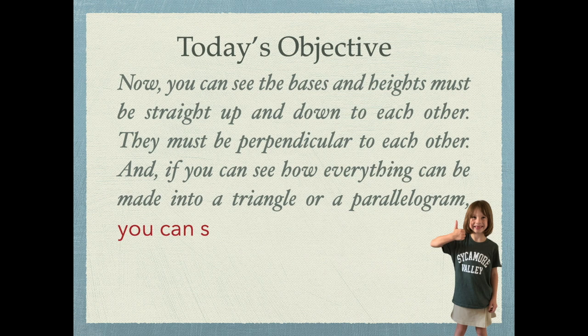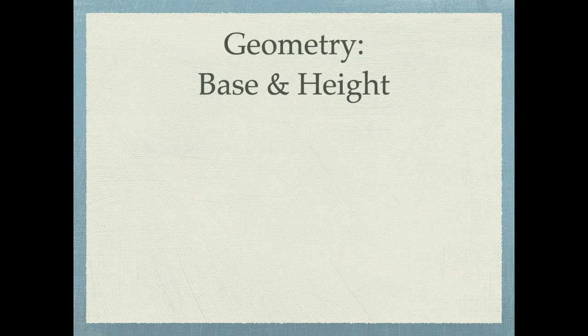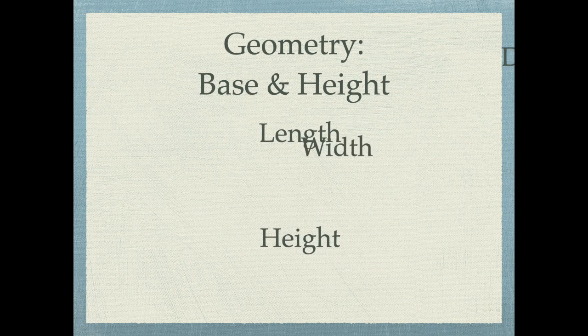Now you can see the bases and the height must be straight up and down to each other. They must be perpendicular to each other. And if you can see how everything can be made into a parallelogram or a triangle, you can solve for any area. When you're looking at the base and the height, maybe you're going to call it length, width, depth, height, whatever. As long as you can identify the base and the height, you got the rest of this unit under wraps. You got this.